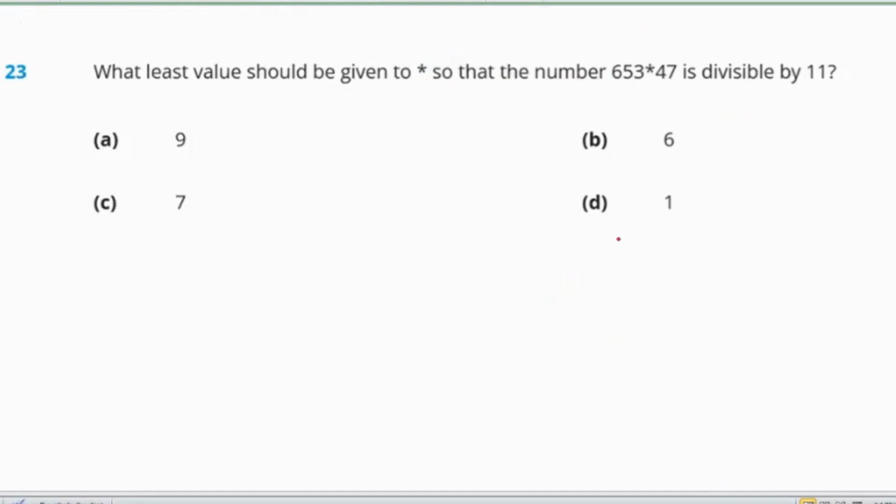Now, what is the least value that should be given to this asterisk sign so that the number will be divisible by 11? Here we need to apply the divisibility rule for 11, which is the sum of alternate digits. We take the sum of the pair of all the alternate digits, and when we find the difference, we should get either 0 or a multiple of 11. Correct?